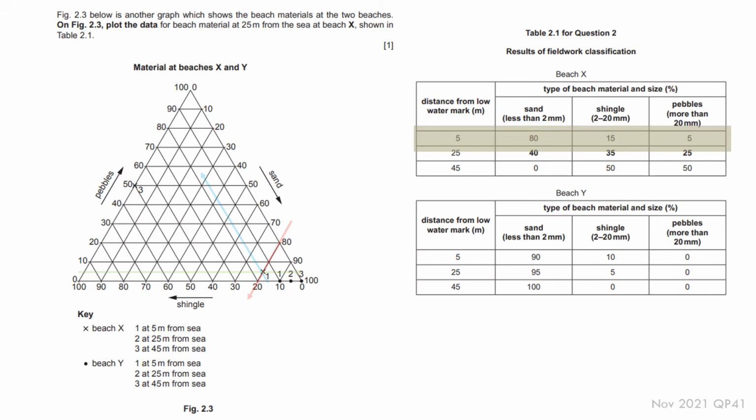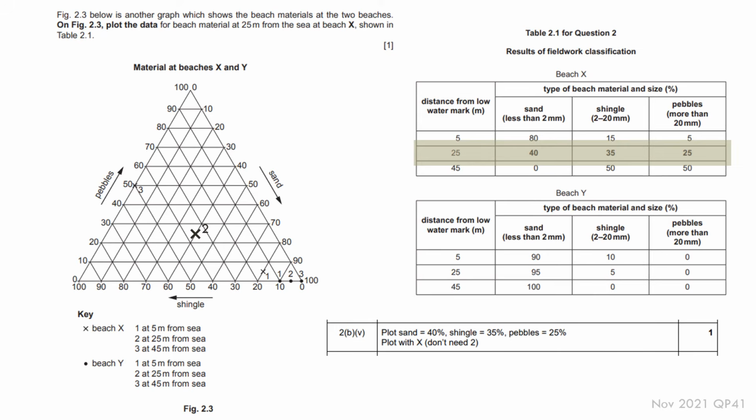So we know that for sand, we're going down. For shingle, as we go towards the left, we're going up. And then for pebbles, we're going parallel across. So if I was to plot on 25, I'd be going 40, 35, and 25. And where those 3 points meet, I'm going to copy exactly the key. So I'm going to put a little X and the number 2. So again, go through some examples, the ones that have been plotted, have a go at plotting them, and that would help you practice those.